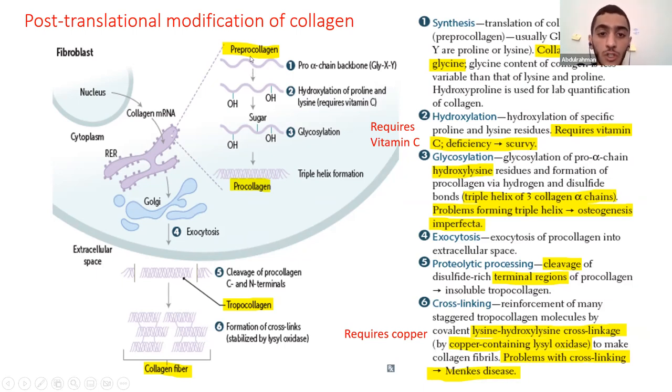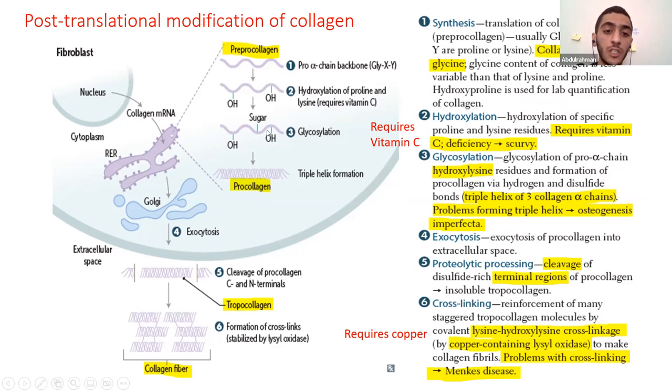If we have the pre-pro collagen, we're going to hydroxylate it, add a hydroxyl residue, and then we're going to glycosylate it. The glycosylation will take place on the hydroxylysine residues, okay? So the lysine and the proline got hydroxylated to hydroxylysine and hydroxyproline. And then on the hydroxylysine, we're going to have a sugar added.